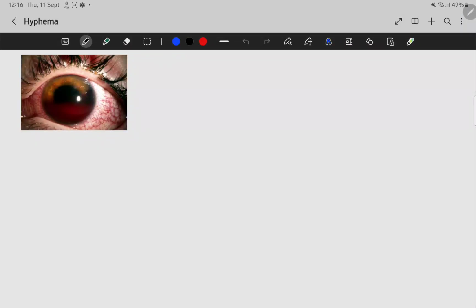So today's topic is HYPHEMA. So what is HYPHEMA? Definition is the collection of blood in the anterior chamber.